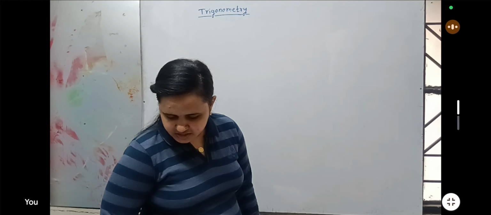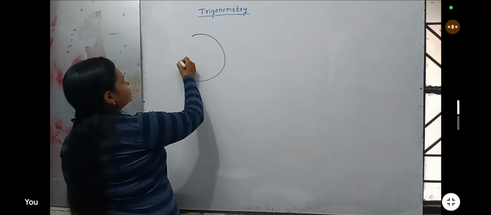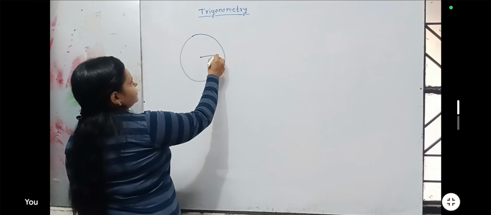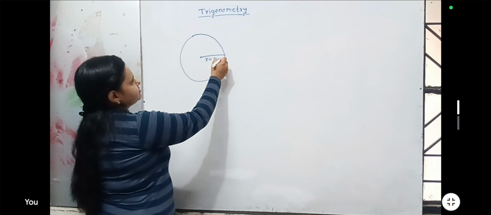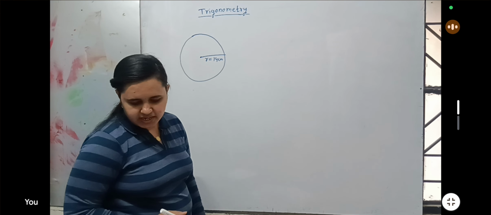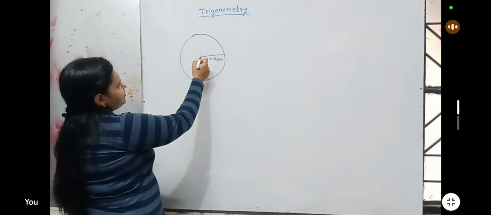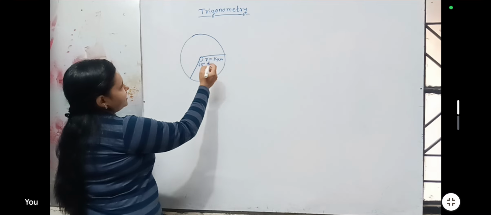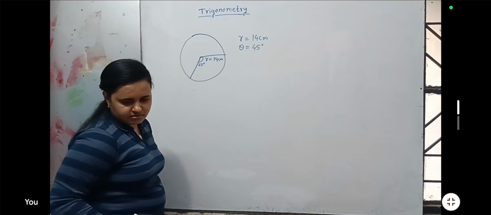So our first question is, the radius of a circle is 14 centimeter. This is a circle and the radius of the circle is 14 centimeter. The angle subtended by an arc of the circle at the center is 45 degree. That means the angle made by the radius of the circle is 45 degree. That means R is given 14 centimeter and theta is given as 45 degree.